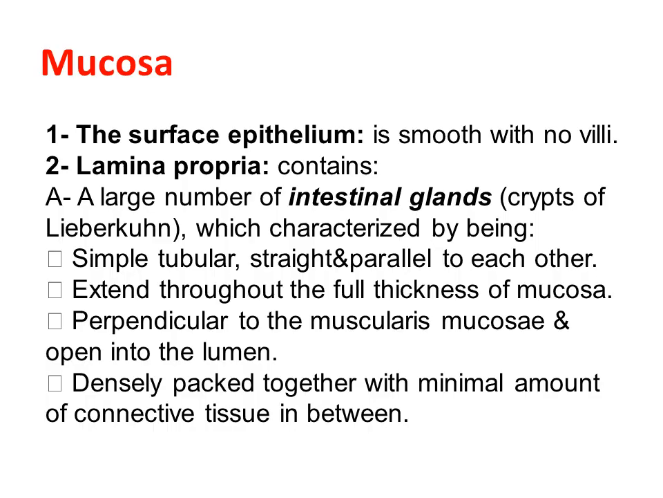The mucosa, the surface epithelium, is smooth with no villi, as we said, and the lamina propria contains a large number of intestinal glands, the crypts of Lieberkühn, which are characterized by being simple tubular, straight, parallel to each other, extended throughout the full thickness of the mucosa, perpendicular to the muscularis mucosa, and open into the lumen. They are densely packed together with a minimal amount of connective tissue in between them.